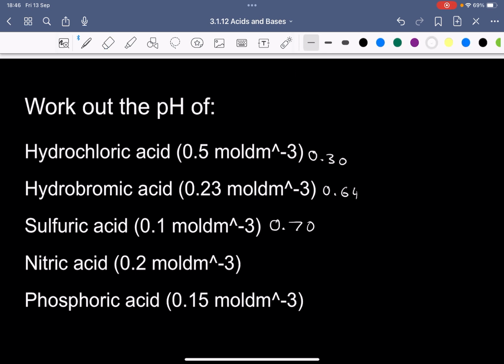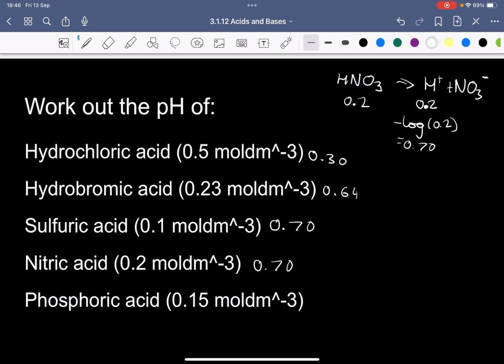Alright? Now, nitric acid has the formula HNO3, and this dissociates to H plus and NO3 minus. Now, originally we have 0.2 moles per decimeter cubed of nitric acid, so that means we have 0.2 moles per decimeter cubed of H plus ions, and now we can just minus log this and we get our answer, okay?